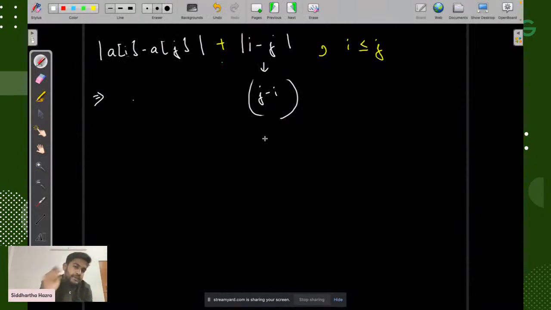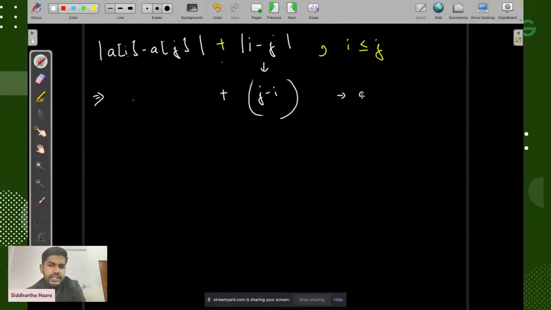Now we need to go to that position. Here we can have two conditions. Just try to think. We saw at this point that we knew i is less than or equal to j.